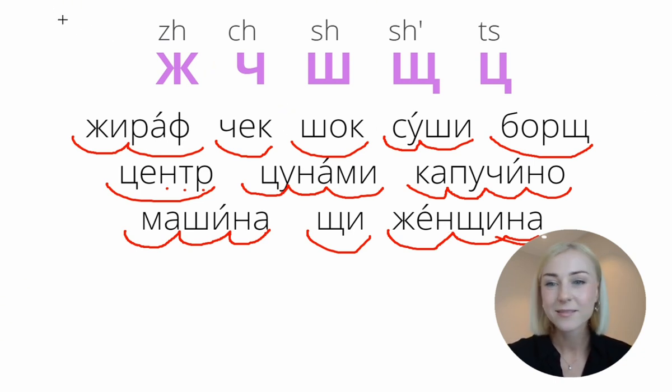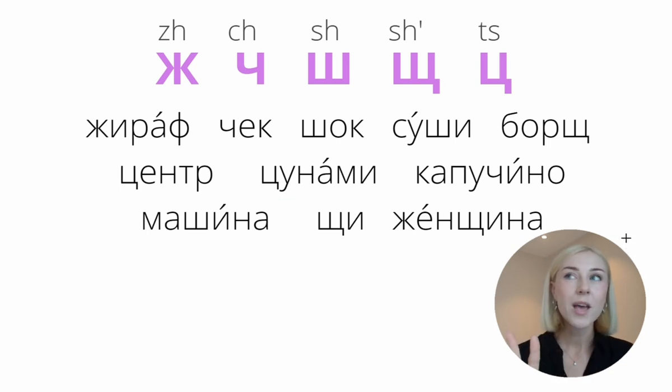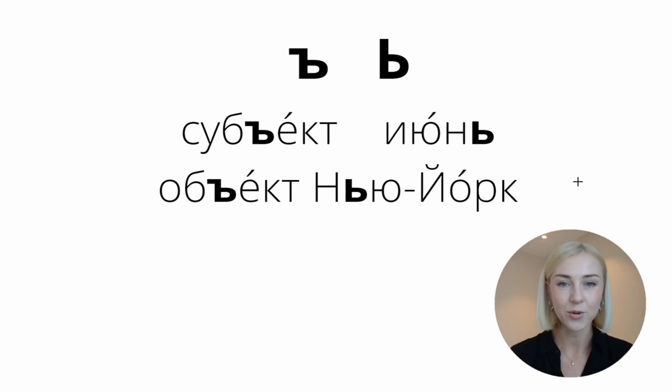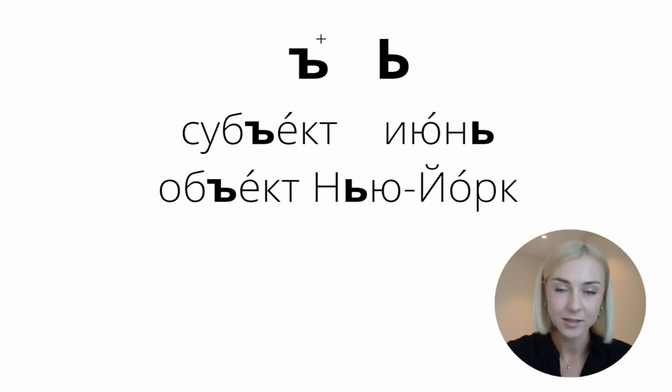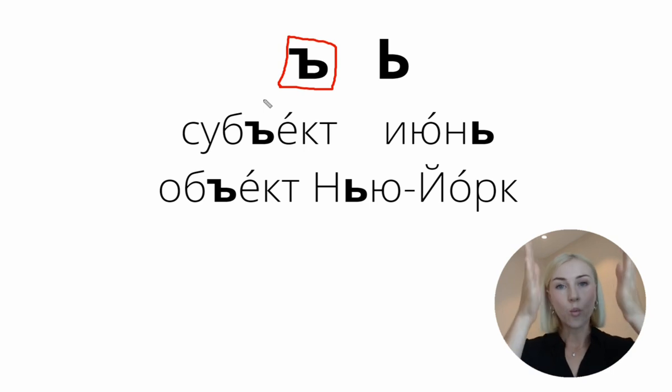And we have only 2. They're not letters, they are signs. We have only 2 signs left. So here we have 2 signs. They are not consonants, they are not vowels. They are signs. This one is called hard sign. This one is called soft sign. How do they work? The hard sign works like a wall between syllables.